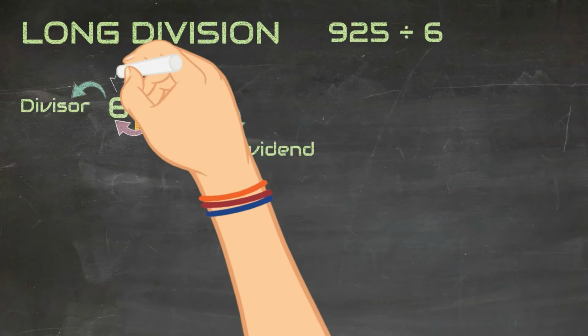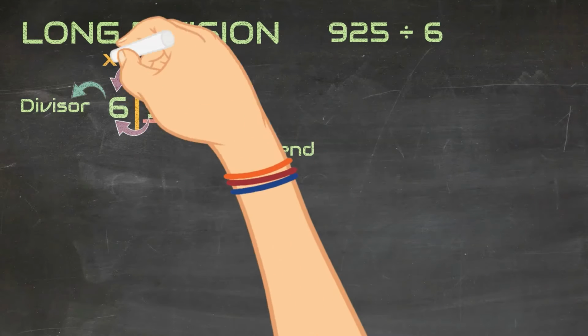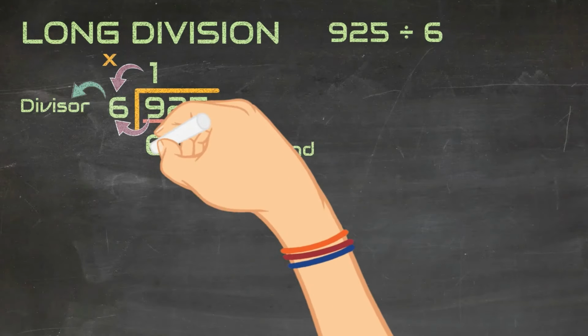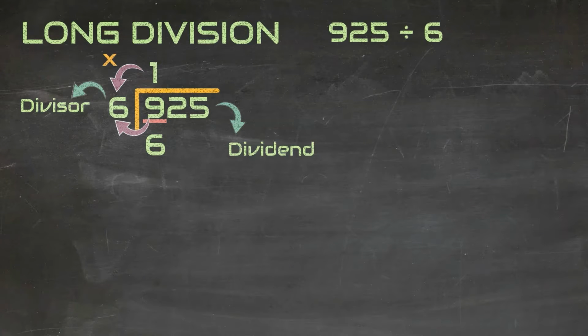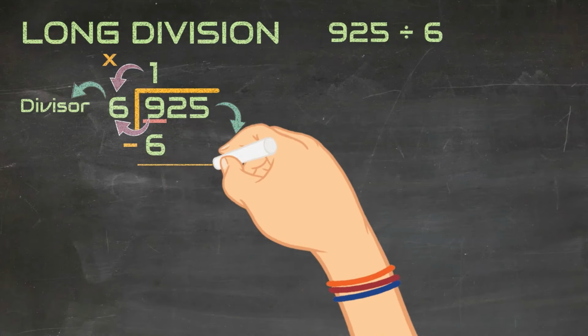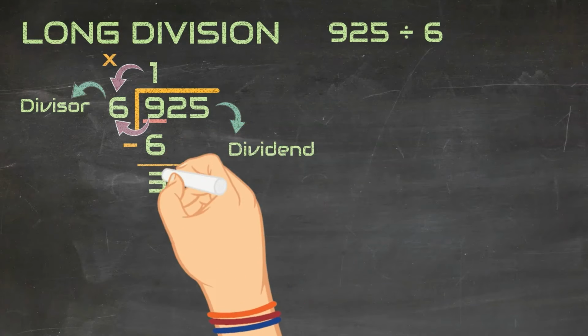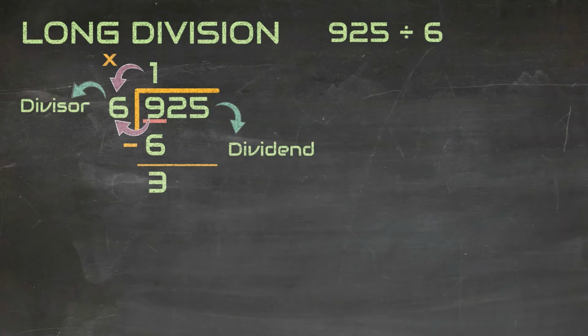1 is then multiplied by the divisor, which is 6. 1 times 6 equals 6. The product is then written below and aligned with the dividend 9. The difference between 9 and 6 is then taken. 9 minus 6 equals 3. 3 is less than 6, and this means 1 is the correct quotient of the first iteration.